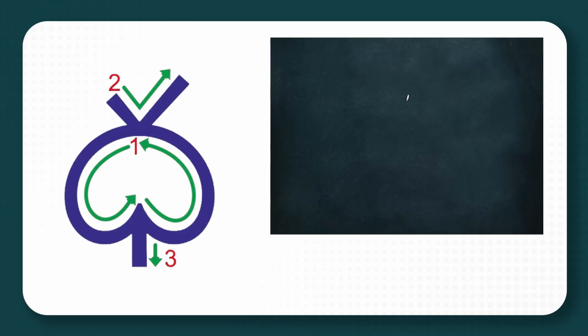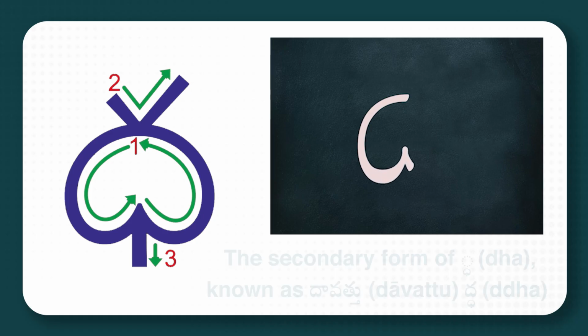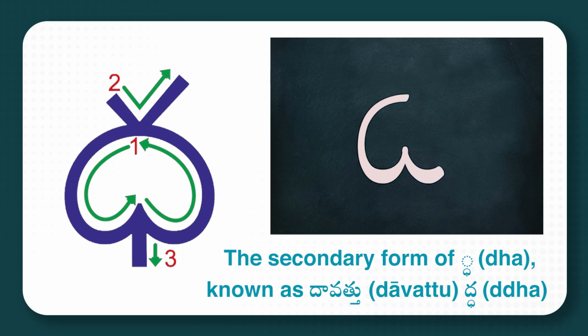Building upon this base, dhha represents a voiced dental aspirated stop. In its written form, it resembles dha and is distinguished by the addition of a small vertical downward stroke in the middle of the main semicircular curve, indicating aspiration. The secondary form of dhha consists of the main body without the head stroke and is known as dhavattu, which functions as the aspirated. This secondary symbol always appears beneath the consonant.